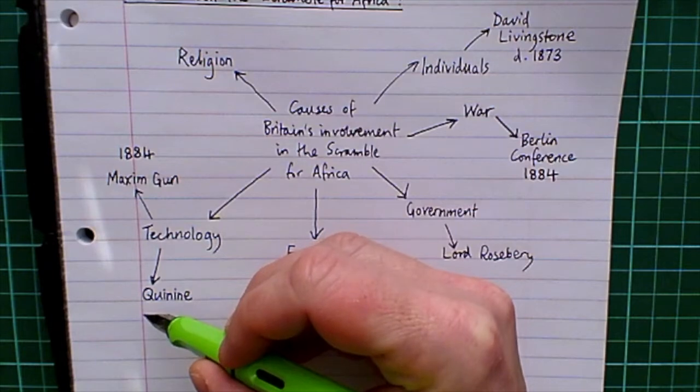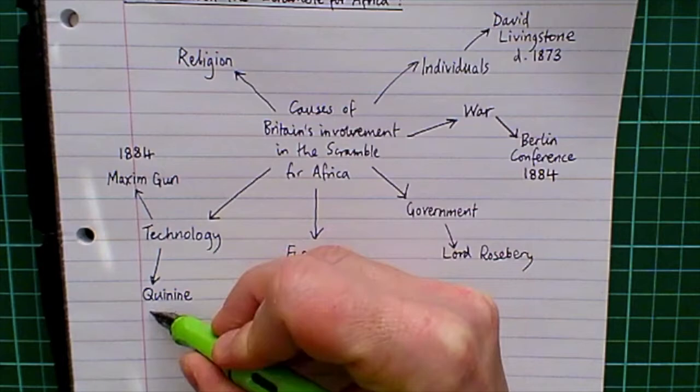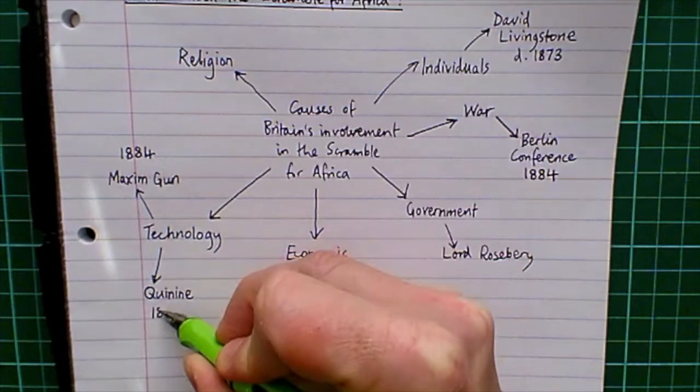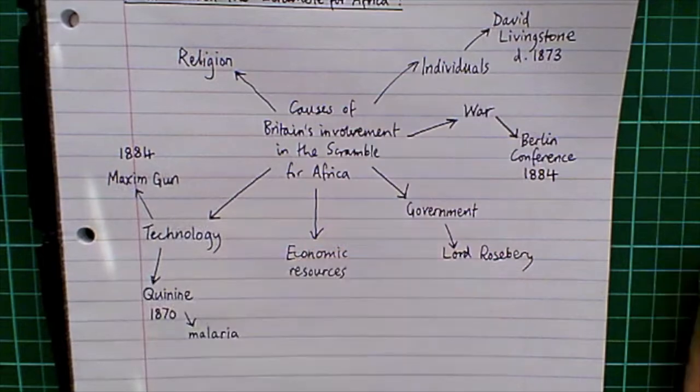This one's not mentioned in the textbook. So quinine was the bark of a tree which was used from about 1870 onwards to treat malaria, which up until then had caused the deaths of huge numbers of Europeans who ventured into the interior of Africa. So having a malaria cure was pretty effective as a way of persuading people it was a good idea and possible.